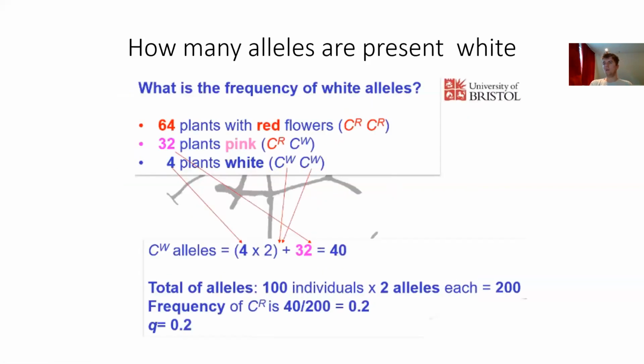So now we calculate how many white alleles are present. We have the CW white flower, and there are only 4 of those plants, so we calculate 8 alleles of the CW. We have 32 pink plants, and each of them carries 1 CW, so that gives us a total of 40. We divide that by 200, as there are 200 total alleles in the population, which gives us 0.2, or 20%, and we're going to call that q.